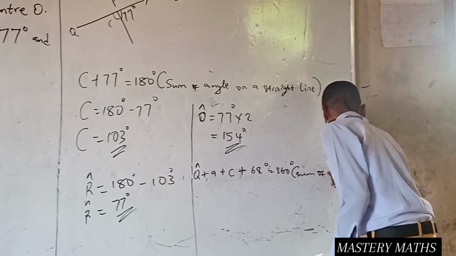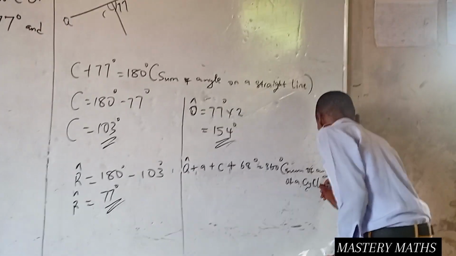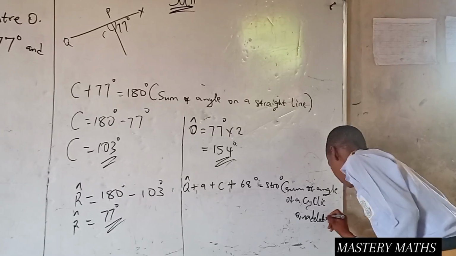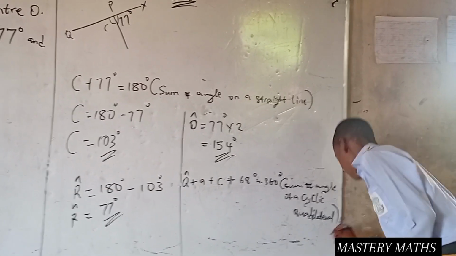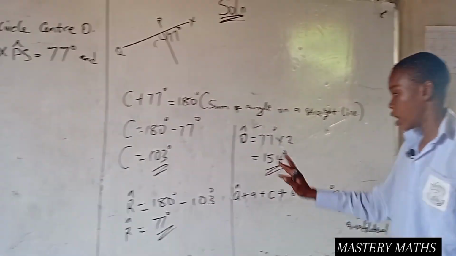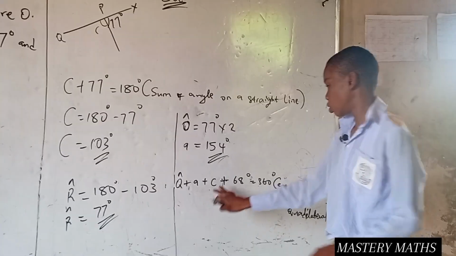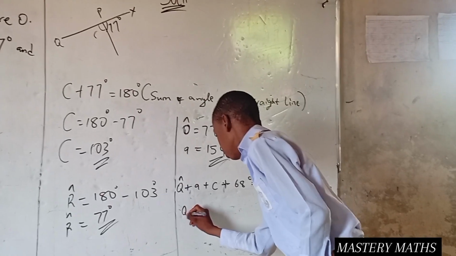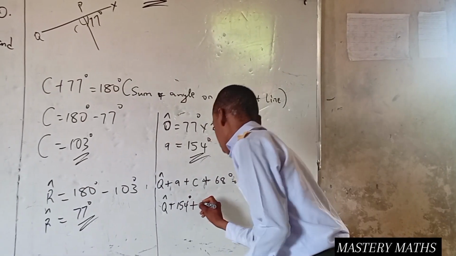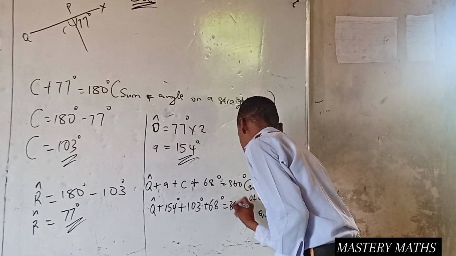Sum of angles of a cyclic quad. So we put our A and our C into this equation right here, which is Q plus 154 degrees plus 103 degrees plus 68 degrees equal to 360.